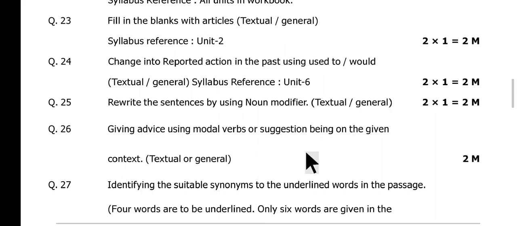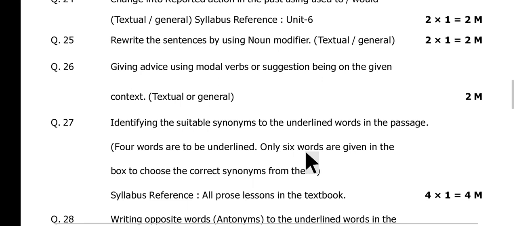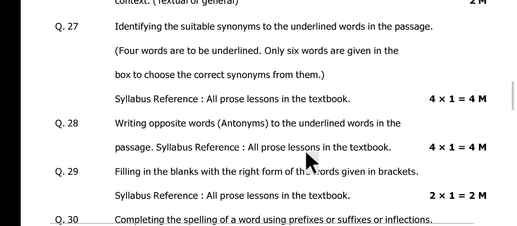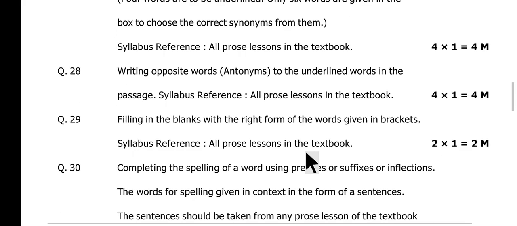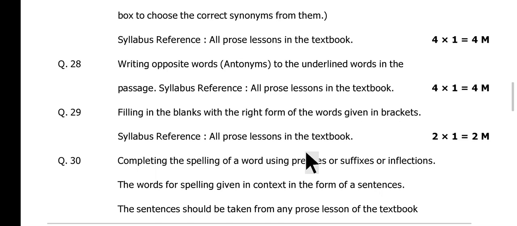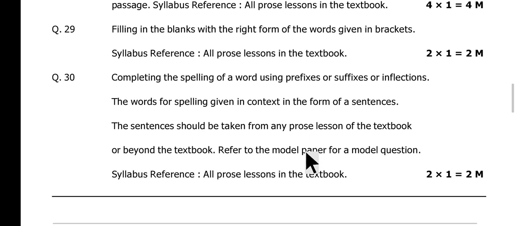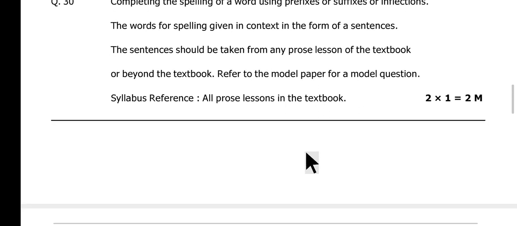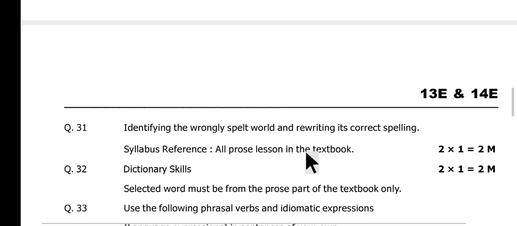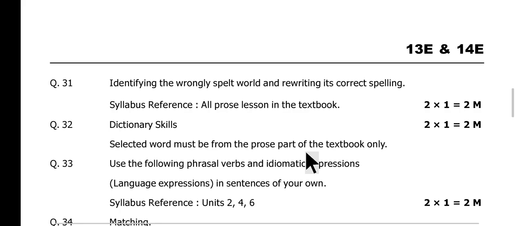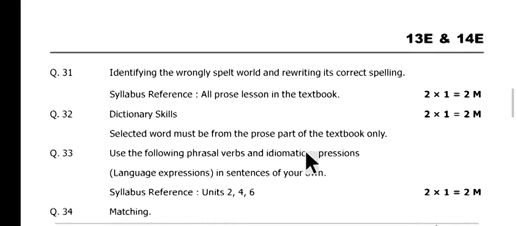We all know that. Question number 27, synonyms. Question number 28, antonyms, opposite words. 29, right form of the words, which is very easy. And question number 30 is spelling using prefixes and suffixes or inflections. So all prose lessons is the source of questioning. 31. Identifying the wrongly spelt word and correcting it.